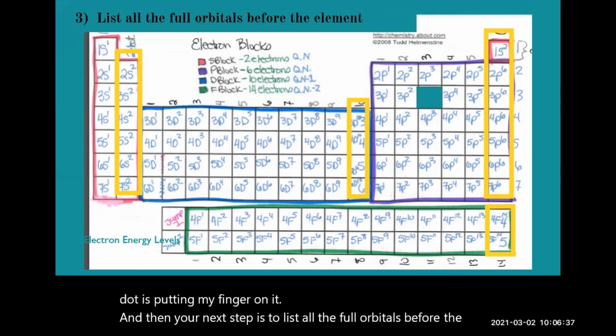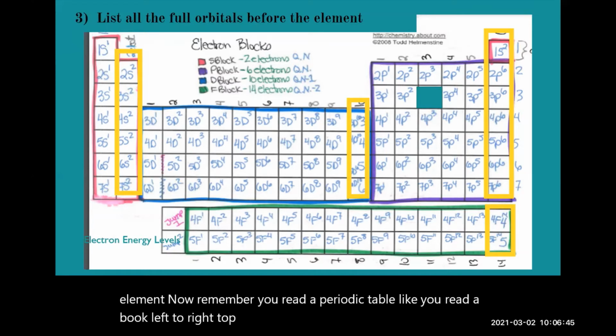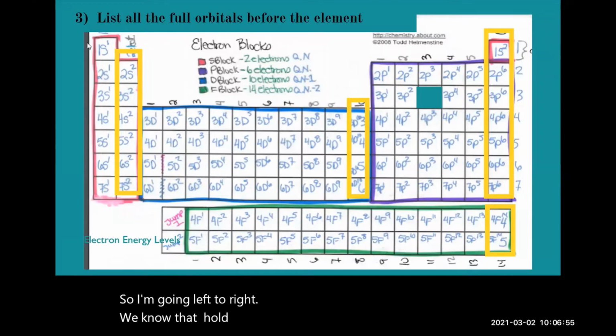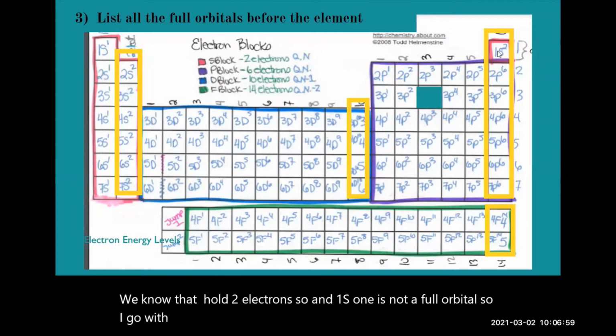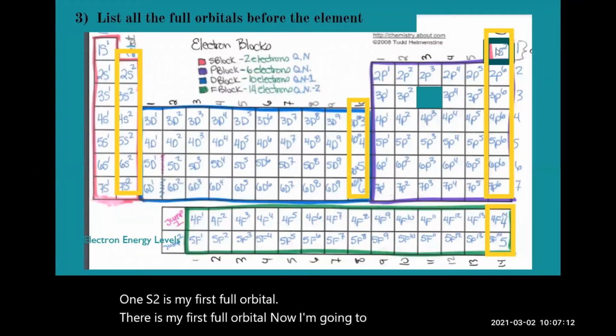Now, remember, you read a periodic table like you read a book, left to right, top to bottom. So I'm going left to right. We know that s will hold 2 electrons. So 1s1 is not a full orbital. So I go left to right. Oh, 1s2 is my first full orbital. There's my first full orbital. Now I'm going to keep moving forward, top to bottom.